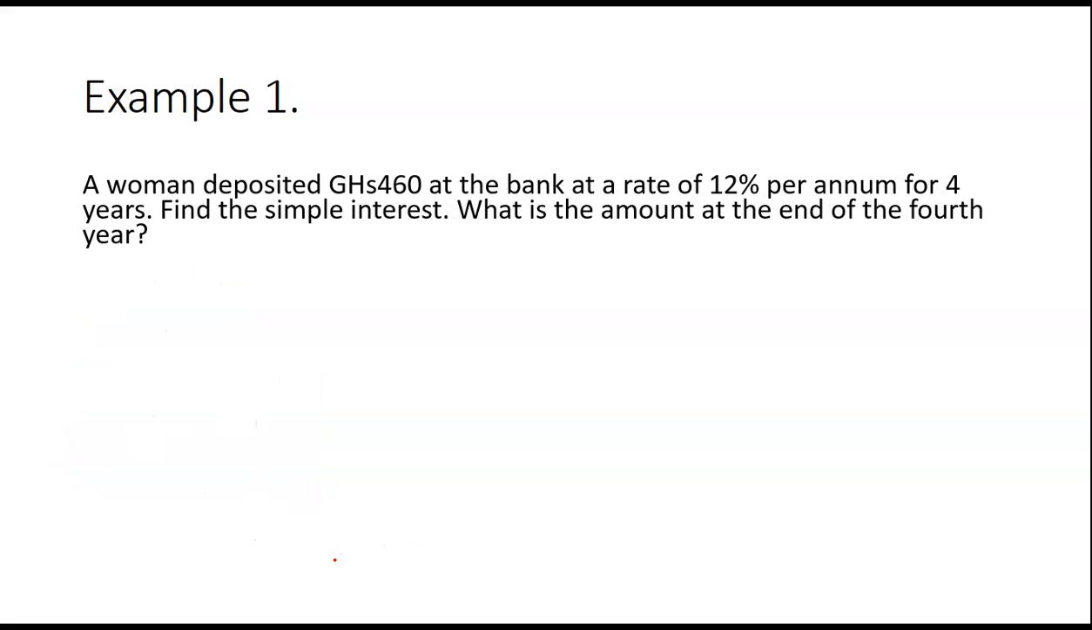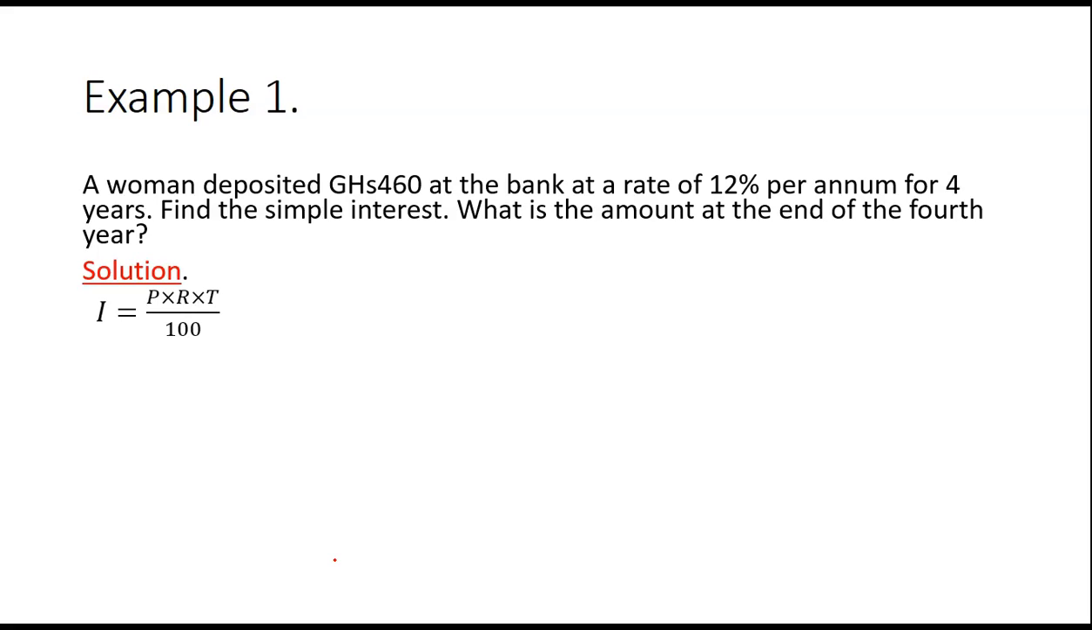Let's take some examples. Example 1. A woman deposited 460 Ghana cedis at a bank at a rate of 12% per annum for 4 years. Find the simple interest. That is question 1. And the second question says, what is the amount at the end of the 4th year? So let's look at how to solve this.